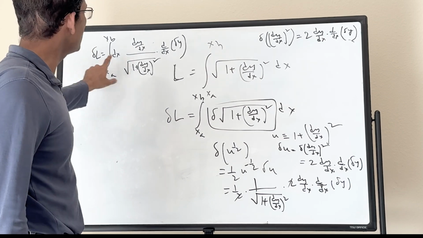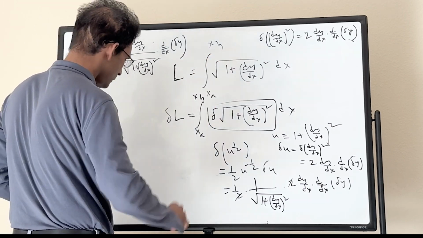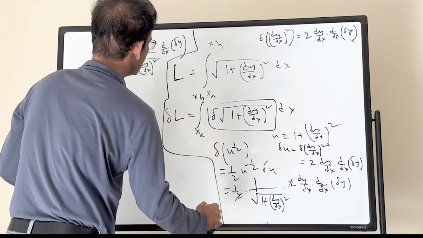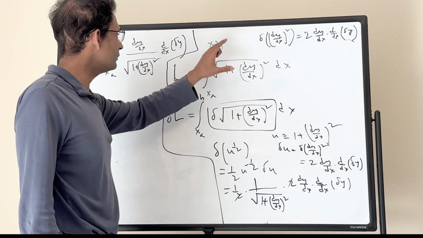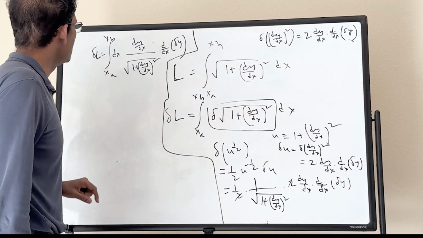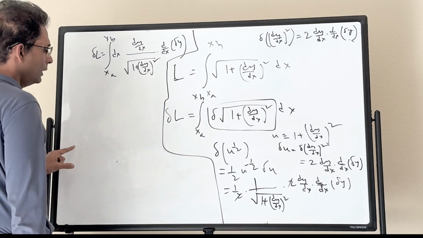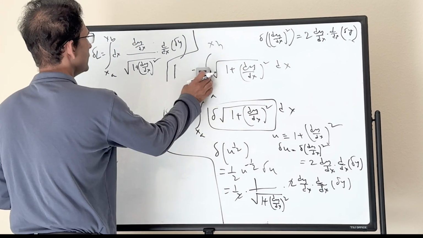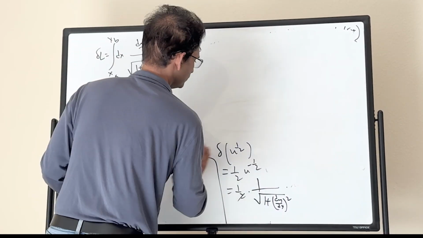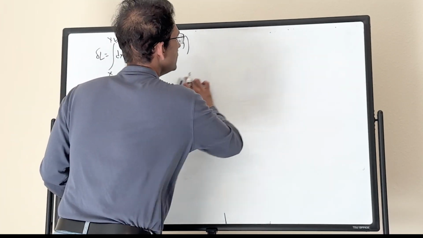Next, I'm going to use integration by parts on this expression. Let me just put a kind of a divider. I thought I erased this, but let me just keep that expression. So this is L and this is delta L. Now I'm going to use integration by parts. Let me just erase everything else because you got the rest of the mathematics, and I need some board space.